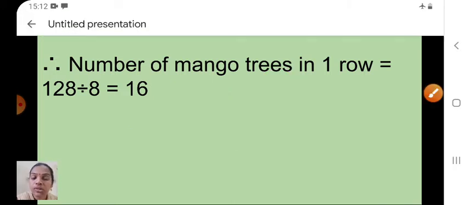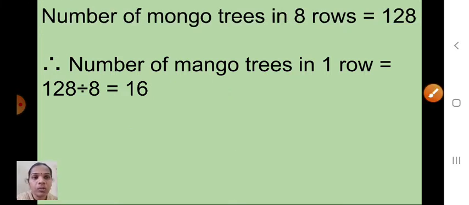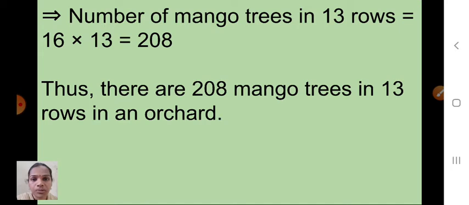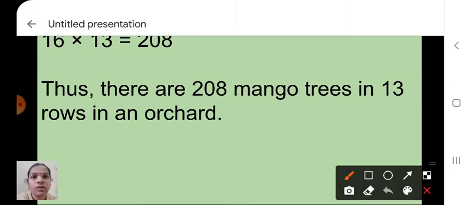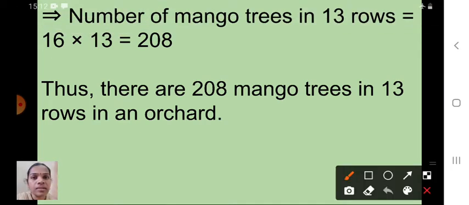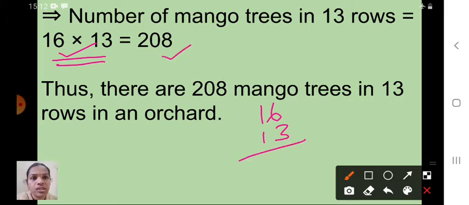So now it is so easy to find how many mango trees are there in 13 rows. That 16 we have to multiply with this 13. If you multiply 16 and 13, you can get the answer. See here, children, 6 threes are 18, remainder 1. 3 ones are 3, plus 1, that is 4, so 48. And here 0, 6, 1.